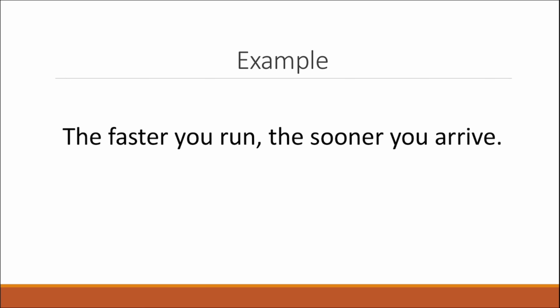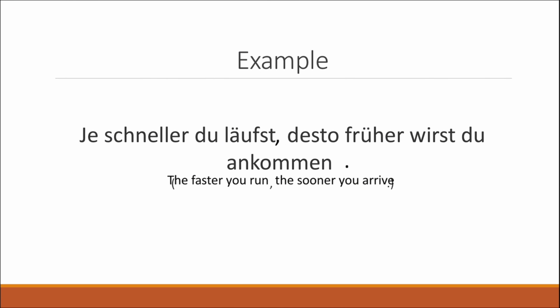Now, let's have a test. How would you form this sentence in German with the je desto construction? In this case, we have the sentence, the faster you run, the sooner you arrive. We have two comparative sentences. Try to correlate them, and I will give you the answer in 5 seconds. Well, I hope it wasn't that difficult. This would be, je schneller du läufst, desto früher wirst du ankommen.